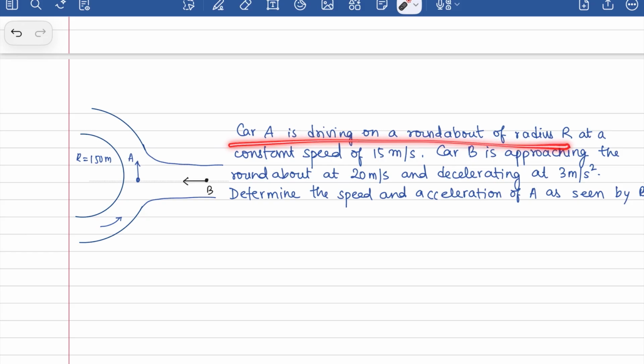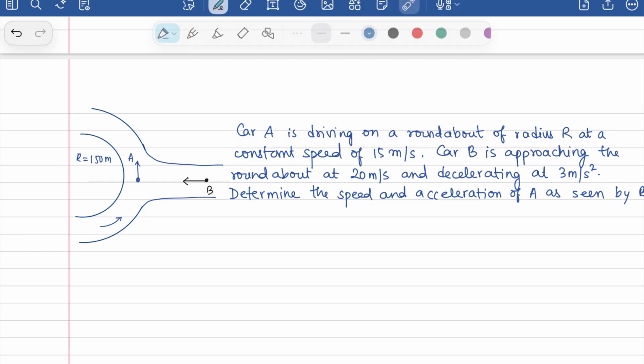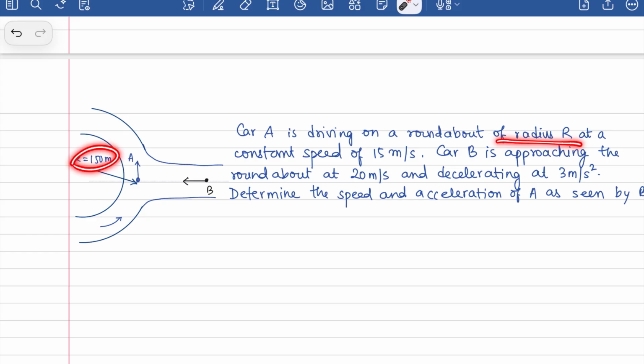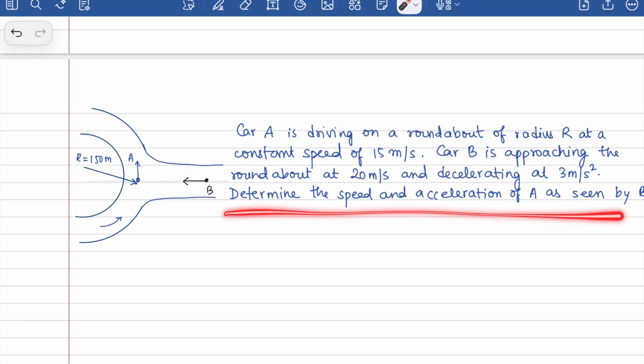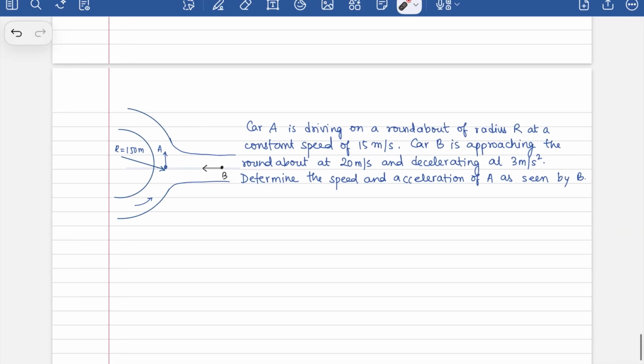It's known that this roundabout has a radius of 150, so this here is the radius of the effective travel. So this person is executing circular motion about this radius of 150 meters at a constant speed of 15 meters per second. So that is this person's speed, or information about their trajectory, and car B is approaching at 20 meters per second. Now your question is to determine the speed and acceleration of A as seen by B.